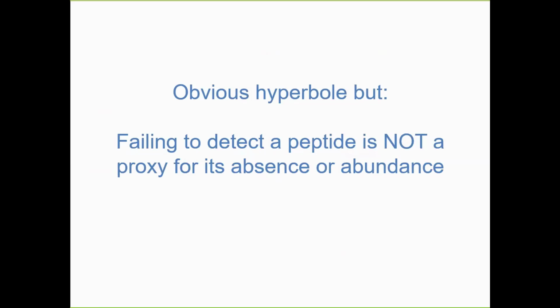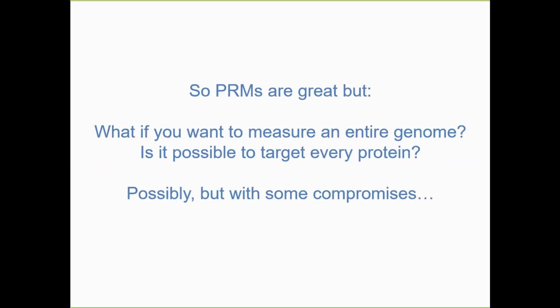in that failure to detect a peptide with DDA is not necessarily a proxy for its absence or its lack of abundance. And that really, thinking about data acquisition using data-independent methods such as PRM or DIA are much better solutions for this sort of problem. So PRMs, or parallel reaction monitoring strategies, are great, but what if you wanted to measure an entire proteome? And is it possible to actually target every single peptide?